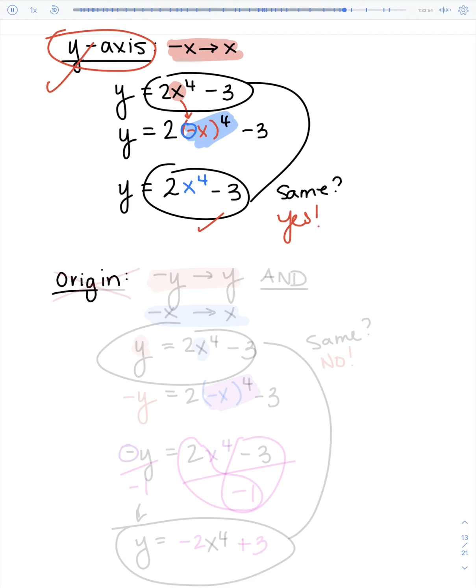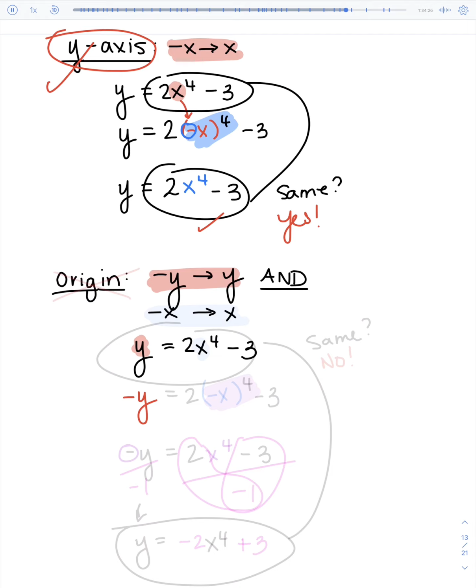Remember, origin symmetry is a combination of the two. So we actually need to do 2 things. We need to plug in a negative y for y and a negative x wherever there's an x. So the original equation was y equals 2x to the fourth minus 3. We'd be wanting to plug in a negative y wherever there's a y. So the y would get replaced with a negative y.